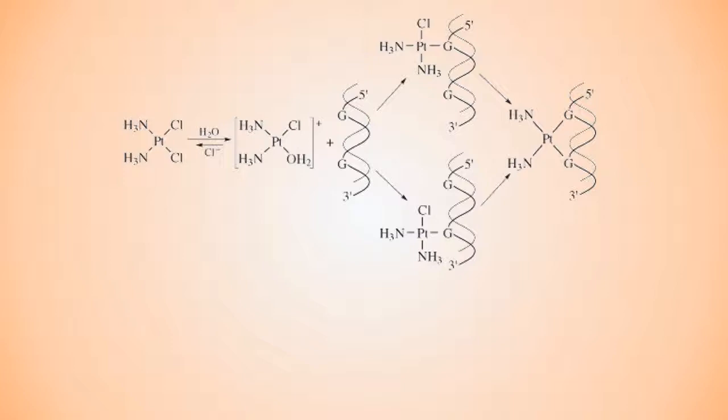So if you look here, we have our Cls and we have our NH3s. So one of our Cls is replaced by water, and the other Cl is there. But you could replace both Cls, as we're going to see over in the next portion. But now we create this positive charge. As mentioned in the previous slide, our DNA naturally has a negative charge with it. So you can see that the positive and the negative are going to attract.